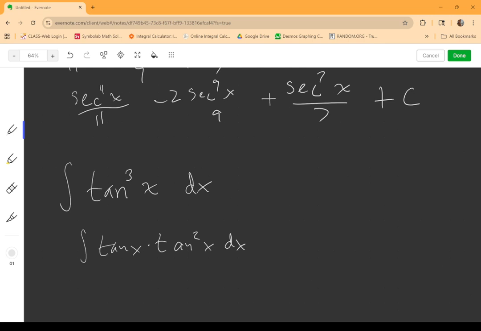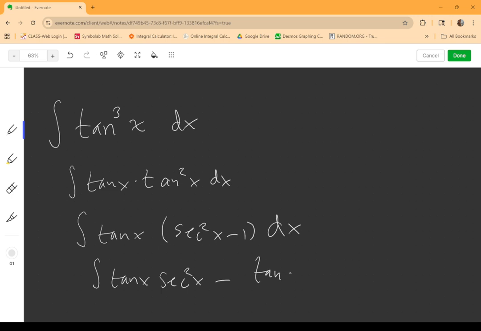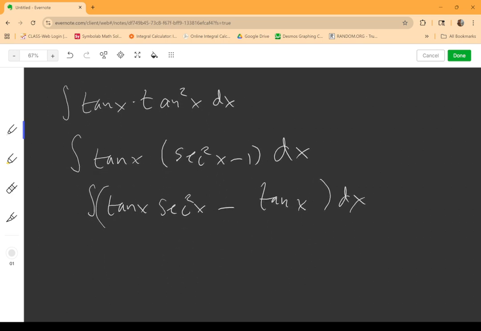Okay. All right. And then from here, I'm going to rewrite tangent squared in terms of secant. So we get tangent x times secant squared x minus 1 dx. And as I distribute here, tangent x secant squared x minus tangent of x dx. Now notice here we're not going to get one simple substitution that's going to solve both of these. We actually have two separate problems here.